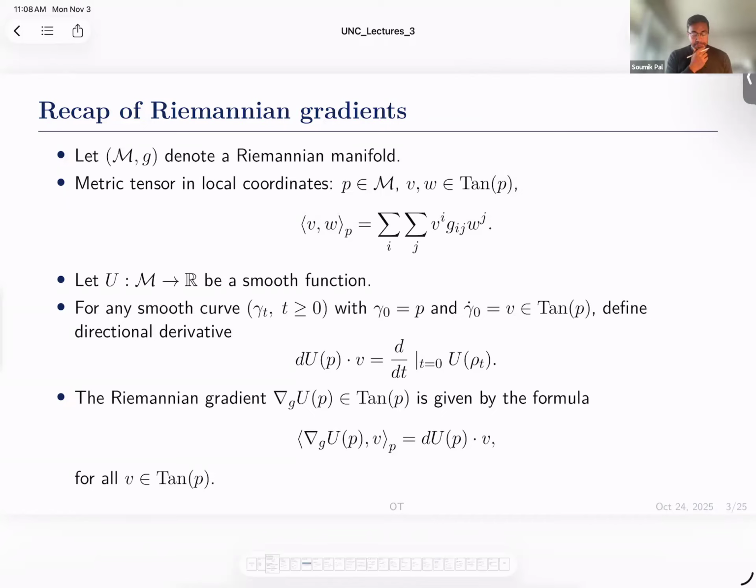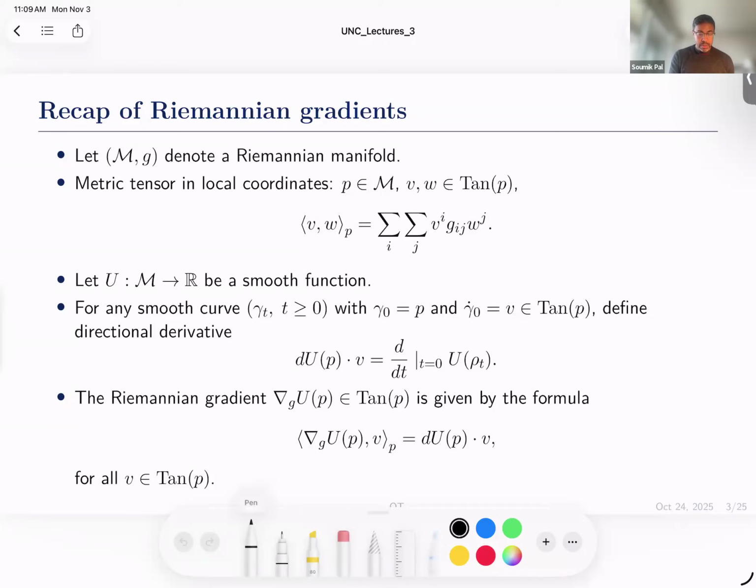Okay, so we're going to talk more about gradient flows. Let's start with the notion of a Riemannian gradient flow, and then we'll go to the Wasserstein one. So in my notation, Mg is a Riemannian manifold.